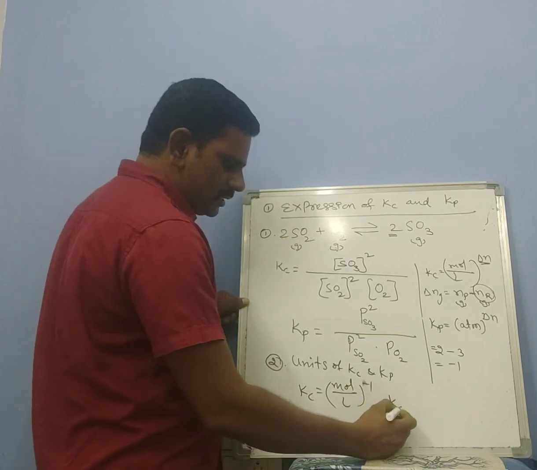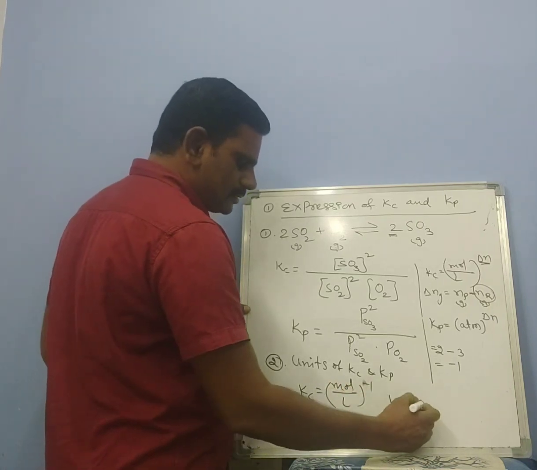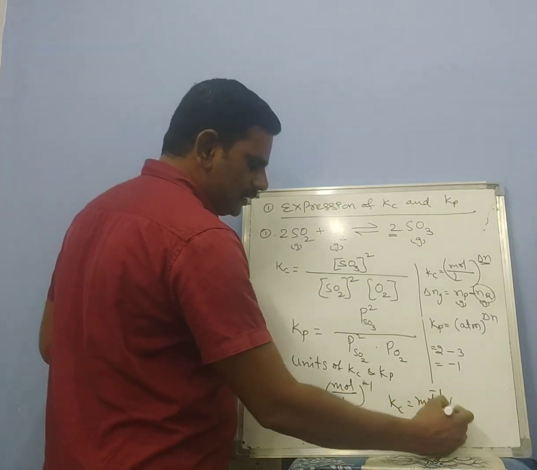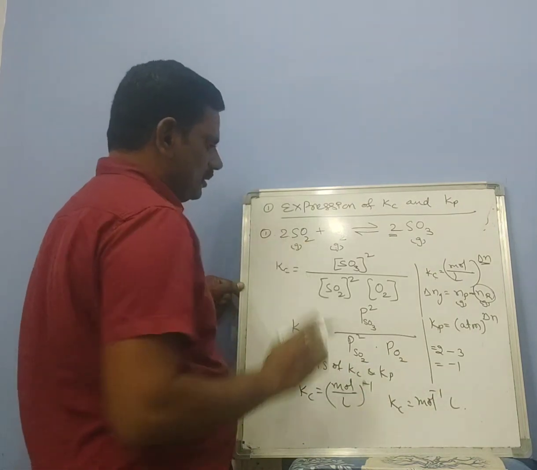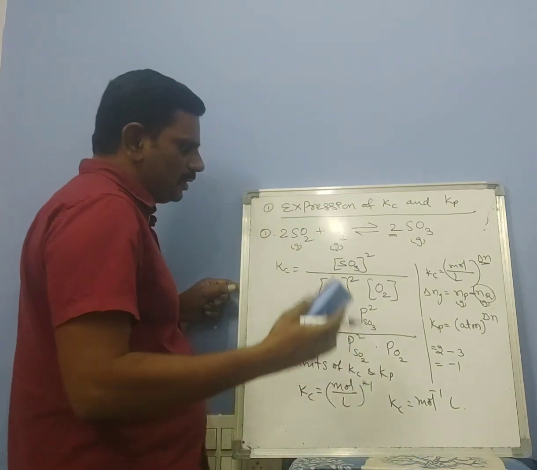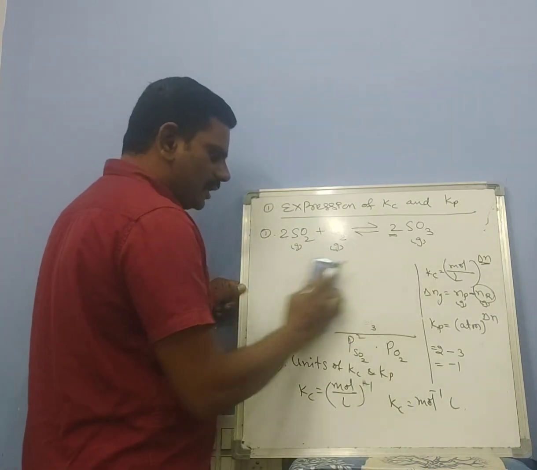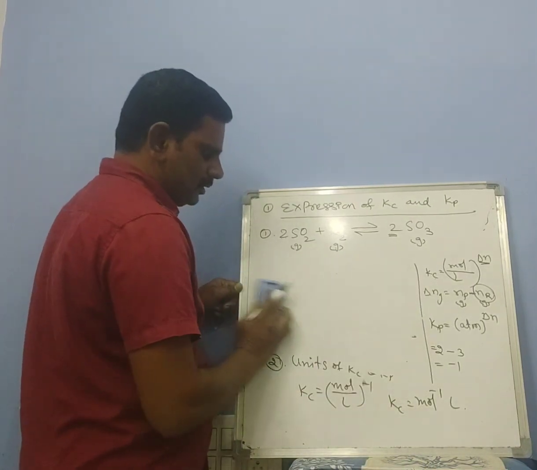So what are the Kc units? Mole to the power minus 1 and liter. These are the units of Kc for this reaction. Now, what are the units of Kp for this reaction? Units of Kp.